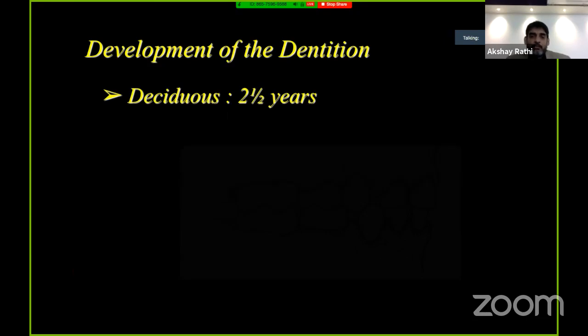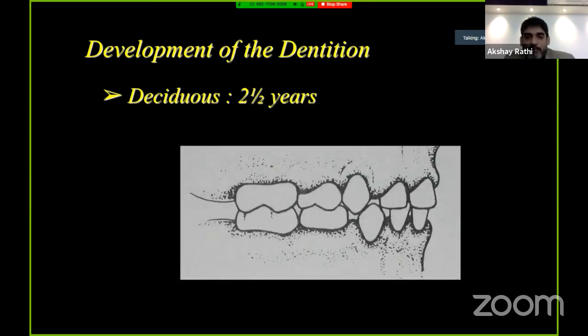At birth, we have the gum pads. By 2.5 years, we have the deciduous dentation. And what you see over here is normality till the age of 6. This is how my patient should be.